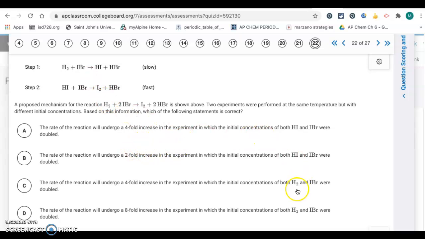Okay. So here's H2 and IBR. That's our two reactants that are in the rate law, and we're doubling both of those, so we're going to get a fourfold or quadruple increase in the rate. So letter C is the answer.